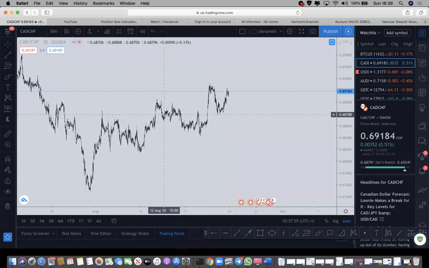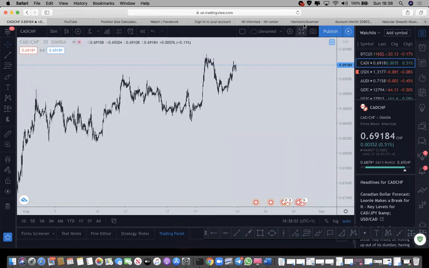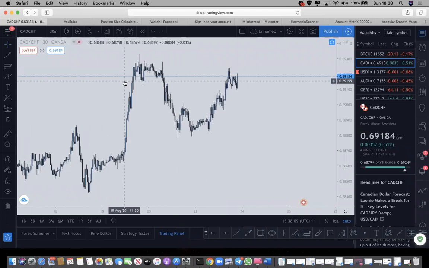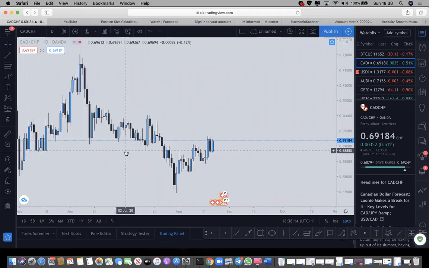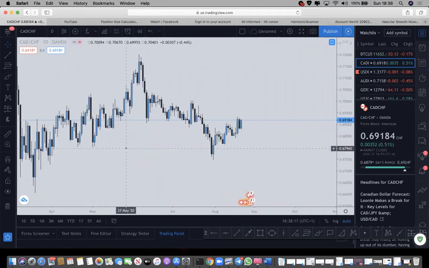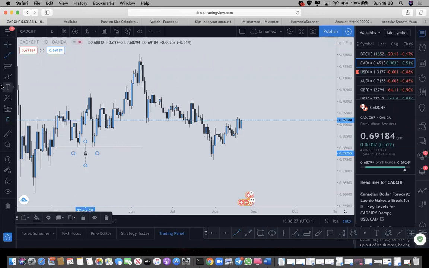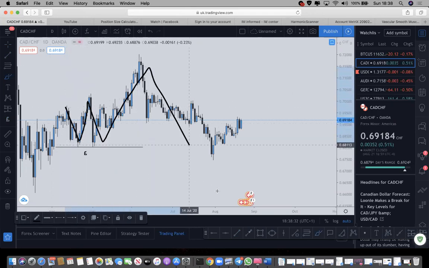Okay, let's have a look at CAD CHF as people requested. So CAD CHF on the daily time frame, we swept liquidity. My typical setup, guys. What do you see? W went higher, came down. Now what are we doing? We're going up.